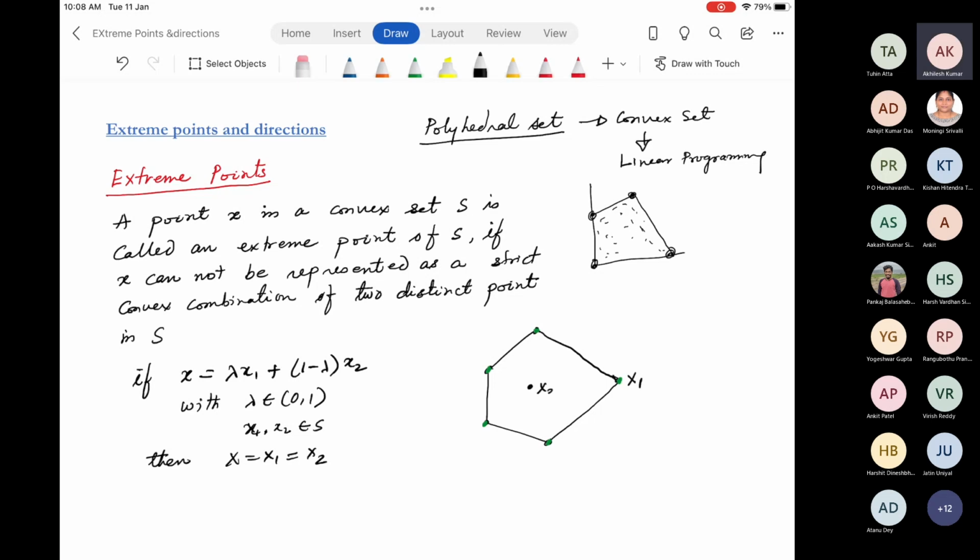Are these two extreme points? No, you can always describe them as a combination of two points in the set. That's why they are not extreme points. So only this one is your extreme point.